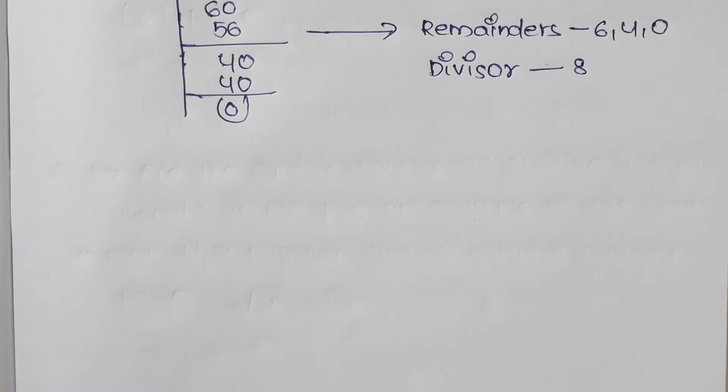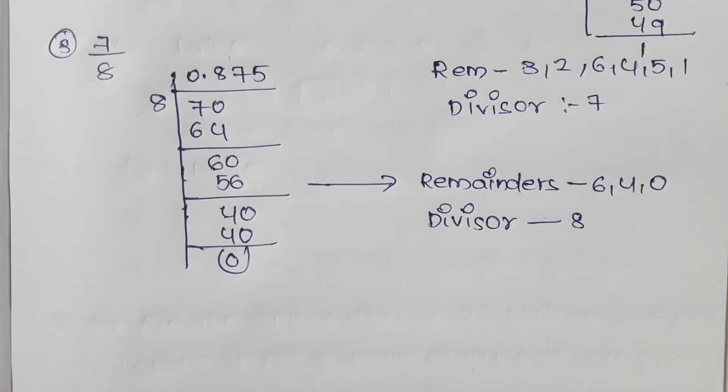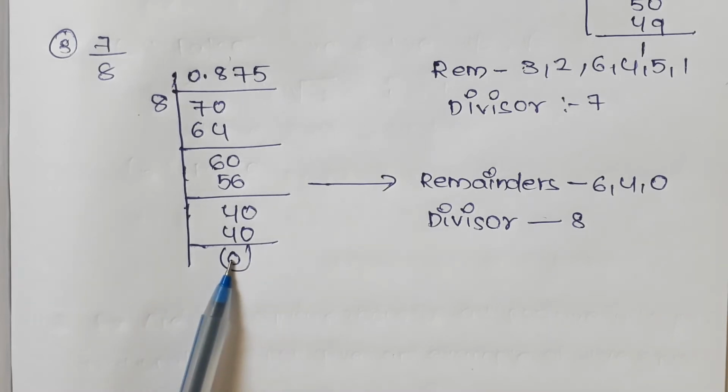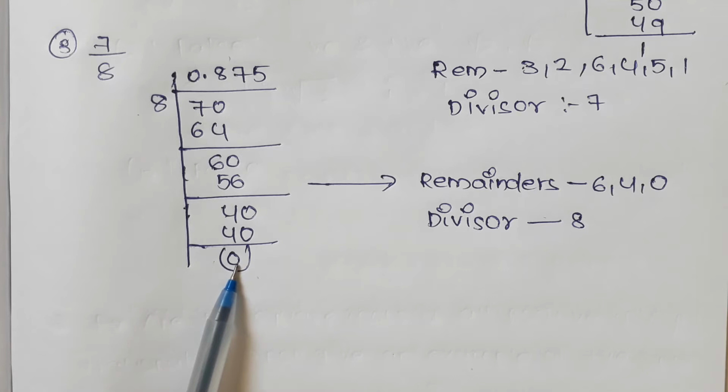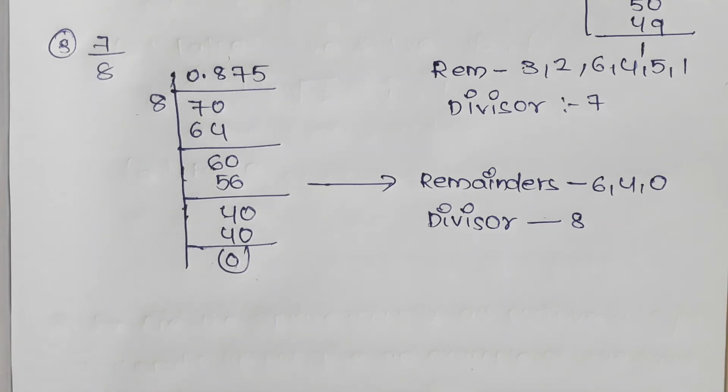The remainder will become 0. Here for this decimal expansion we got remainder 0. Likewise, the remainders either become 0 after certain stages, or they start repeating themselves.